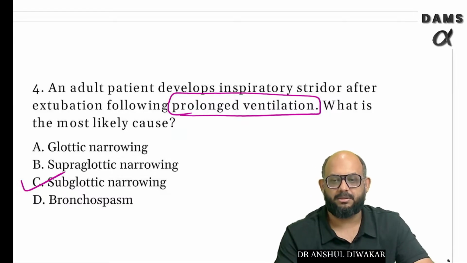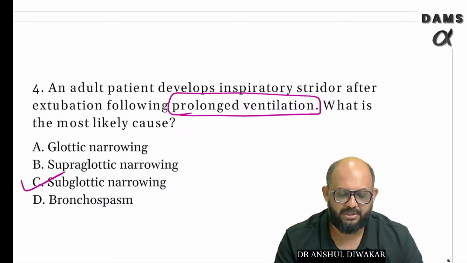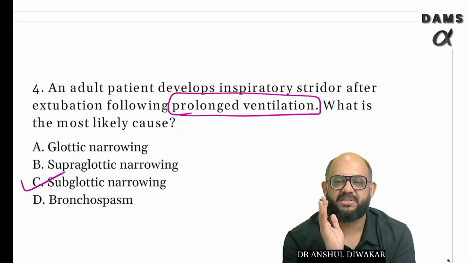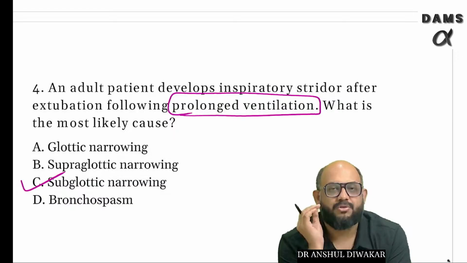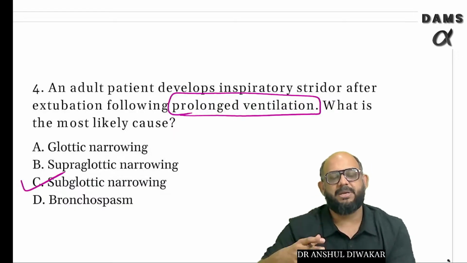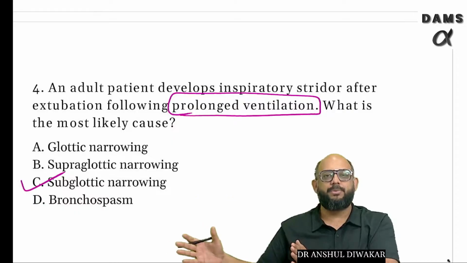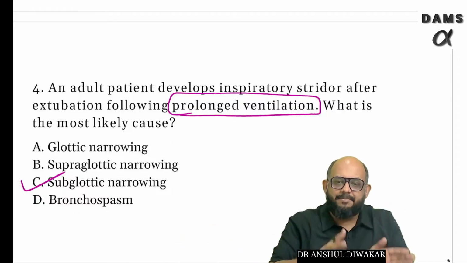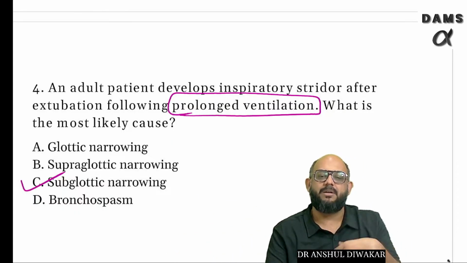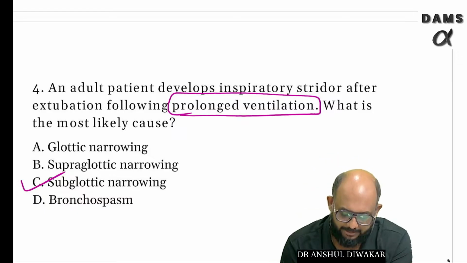Ketan says it is child, but a lot of students were very specific. No, sir, it was an adult. It was not child. Patient is adult. They were very specific because even I thought it is going to be a child. So ultimately, the mechanism is the same. The mechanism for not using a cuff tube in a pediatric patient is the same mechanism for an inspiratory stridor following prolonged ventilation in an adult patient.